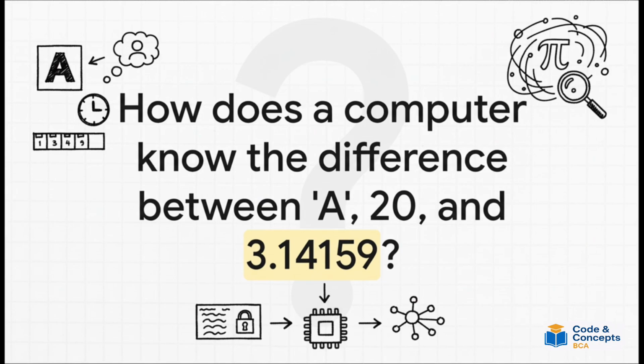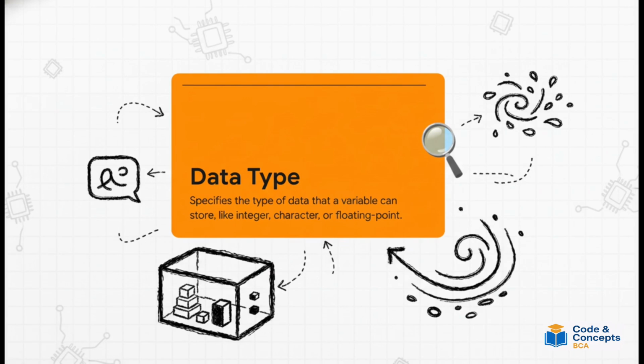Okay, first, let's ask a really basic question. When you give a computer a piece of information, how does it have any idea what it's looking at? How does it tell the difference between the letter A for a grade, the number 20 for an age, and 3.14159? Well, you know what that's for. To us, it's all just data, but for a computer, it needs some clear labels. And that right there is exactly what a data type is.